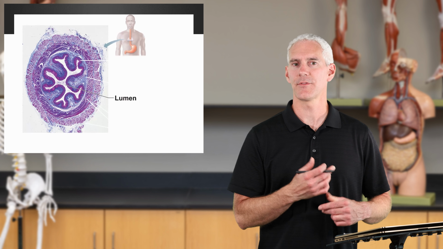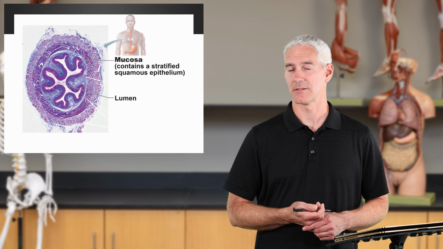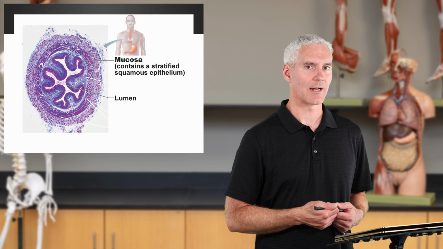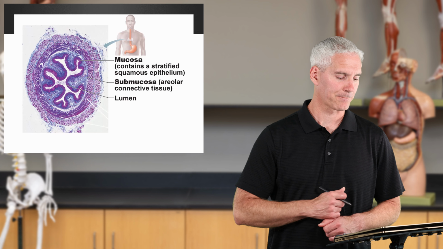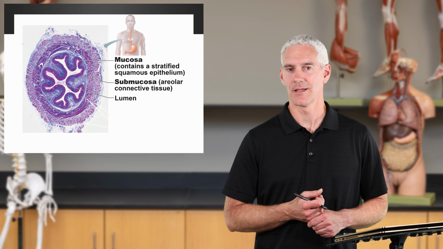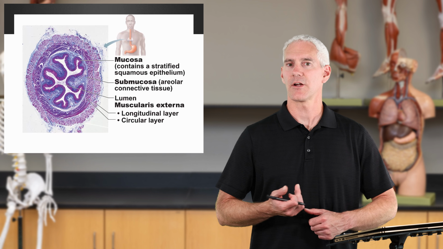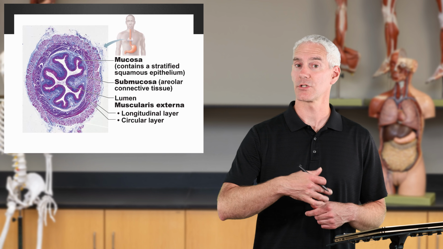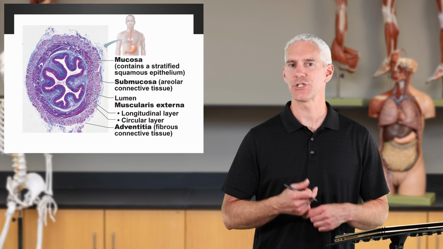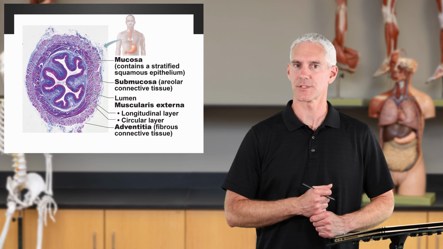So here's a quick view of the 4 different tunics of the esophagus. You have the mucosa, that's the inside portion. Now again, in the esophagus, that's stratified squamous. You have the submucosa, which will have those mucosal glands that help with mucus secretion. You have the muscularis externa. This is both circular and longitudinal layers. And then you'll have adventitia for the majority of it. And then once you go through the diaphragm, it changes over to serosa.